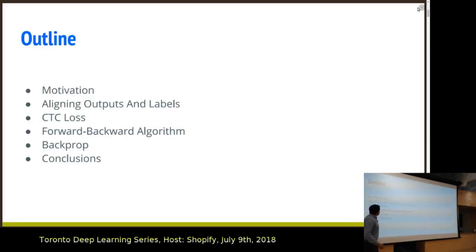So let's start out with the outline. We start out with the motivation for CTC. Then we talk about aligning outputs and labels. Then we talk about the CTC loss, the forward-backward algorithm. How do we backprop after calculating the loss? And then we finish up with some conclusions.